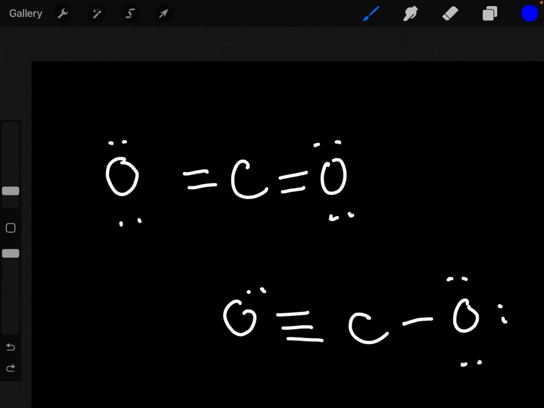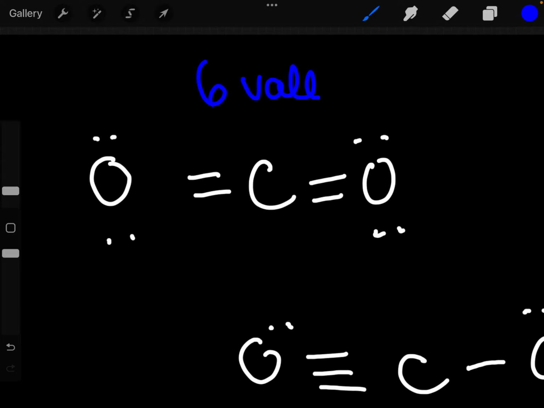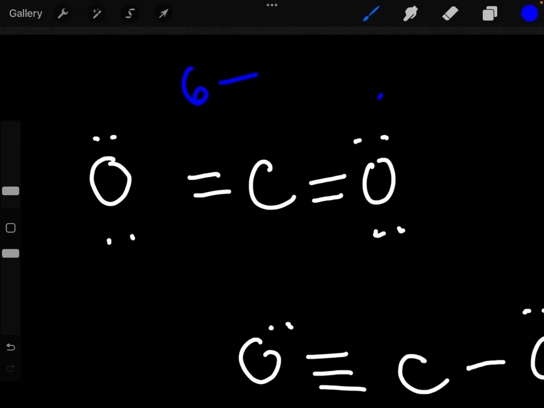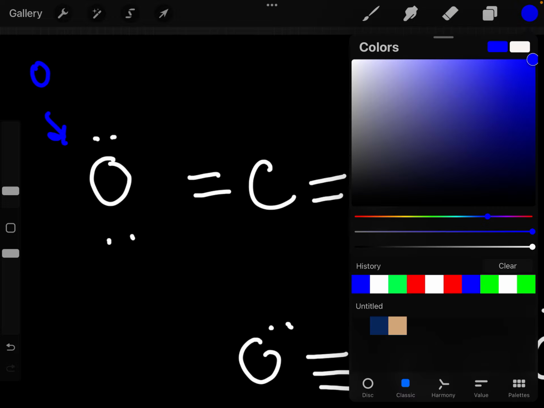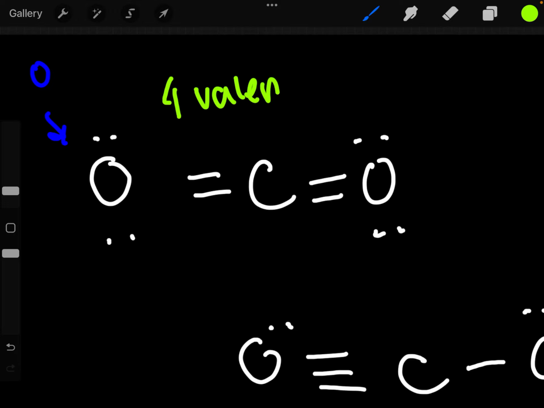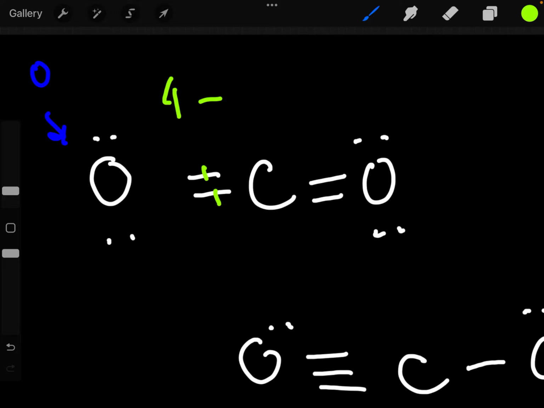So let's first find the formal charge of this one. Oxygen, 6 valence electrons. 6 minus 1, 2, 3, 4, 5, 6. 6 minus 6 equals 0. So this oxygen has a formal charge of 0. Let's move on to carbon. Carbon has 4 valence electrons. 4 minus 1, 2, 3, 4. 4 minus 4 equals 0. This carbon also has a formal charge of 0.